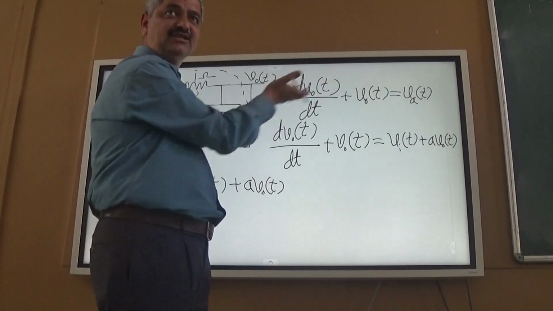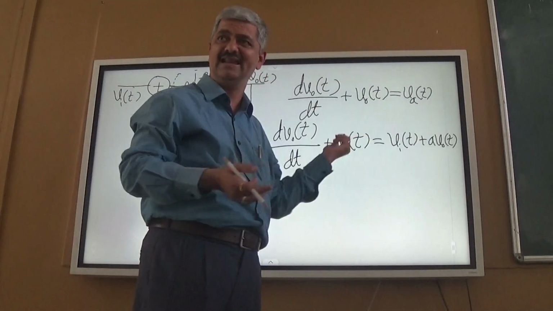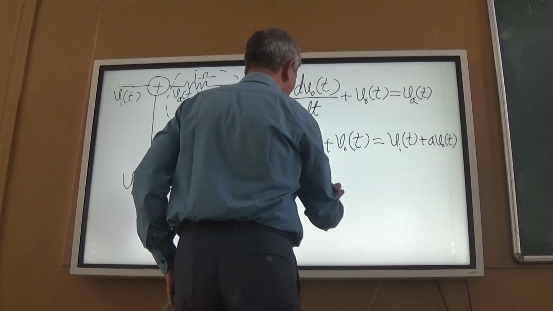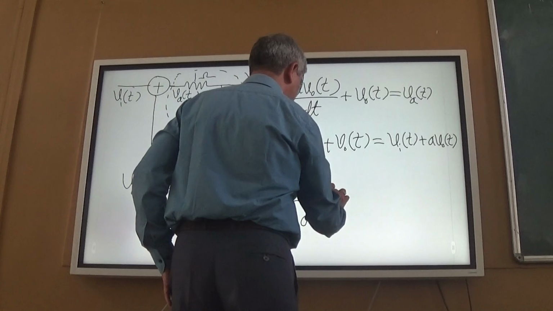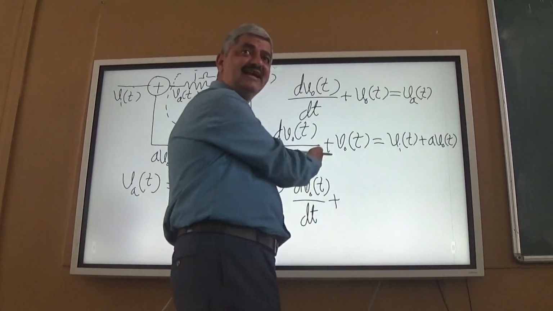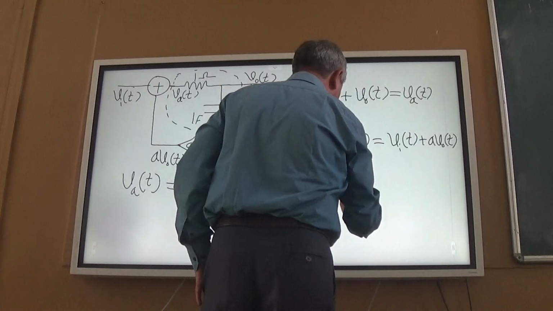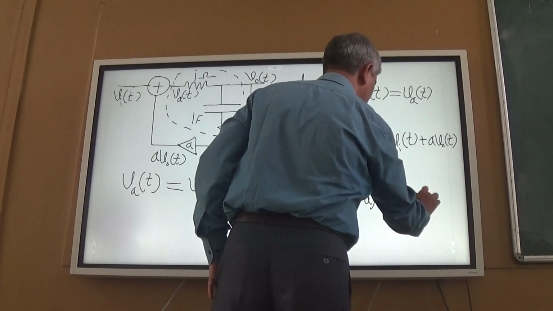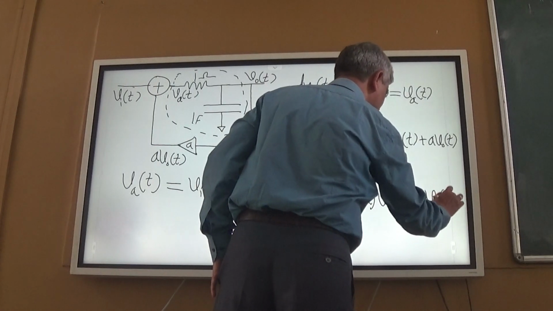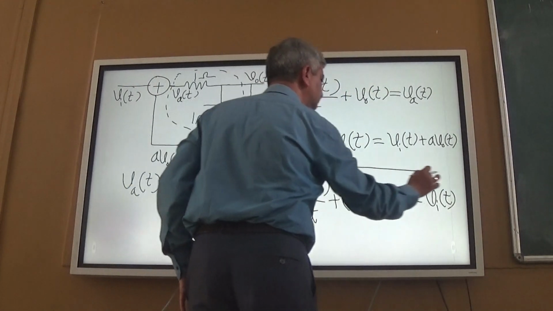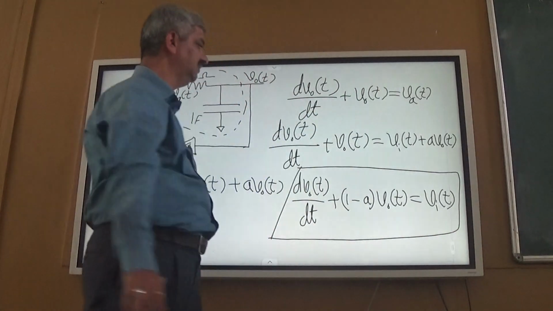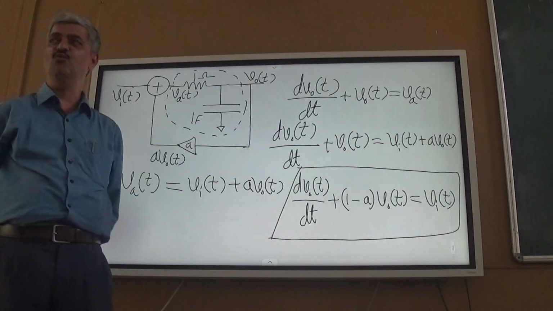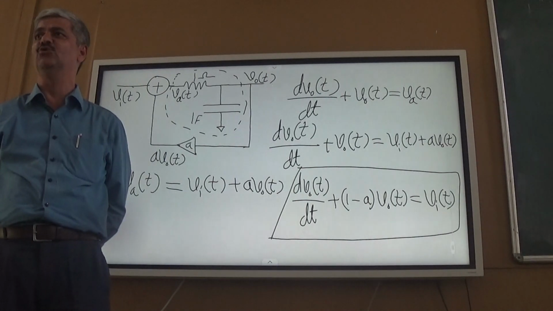Only thing is that we have to rearrange the terms. VOT is on both sides, so we have to rearrange, right? So dVOT by dt plus, A comes on the other side, right? So 1 minus A. Is it right? dVOT by dt plus (1 minus A) into VOT is equal to VNT.